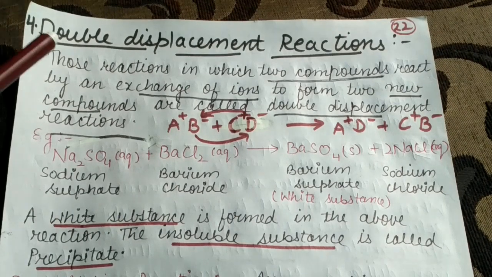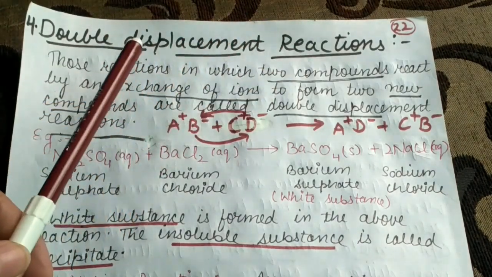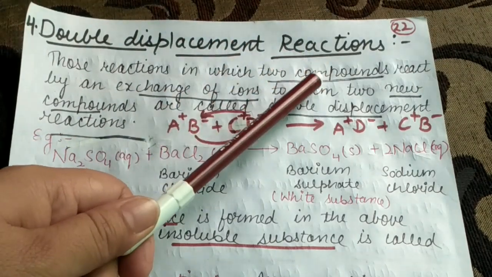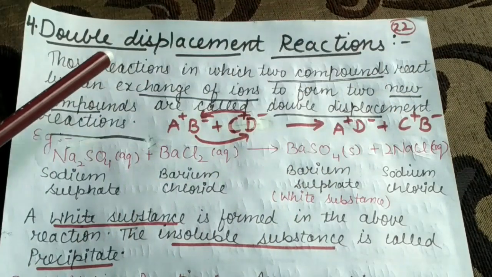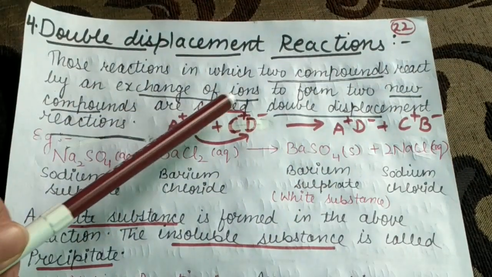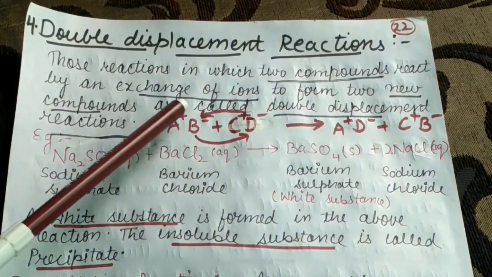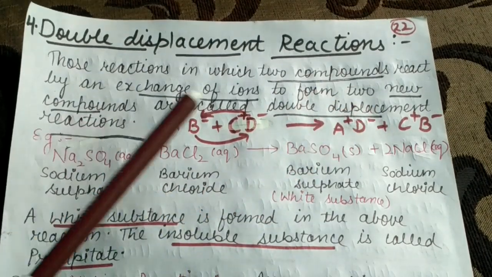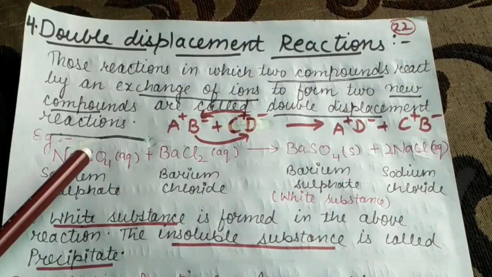So now we are starting with the double displacement reactions. Those reactions in which two compounds react by exchange of ions to form new compounds are called double displacement reactions.